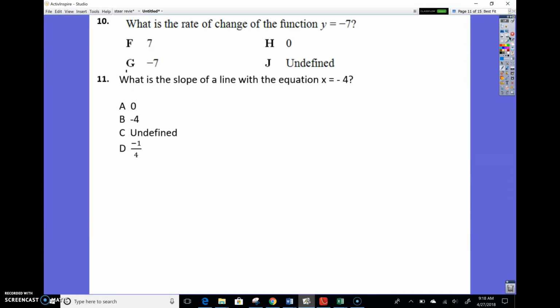This one: what is the rate of change when y is equal to negative 7? If you graph it in your calculator, it's going to look like this. Remember, lines that look like this, the slope is equal to 0. Go back to your notes. And you can try the next two on your own.